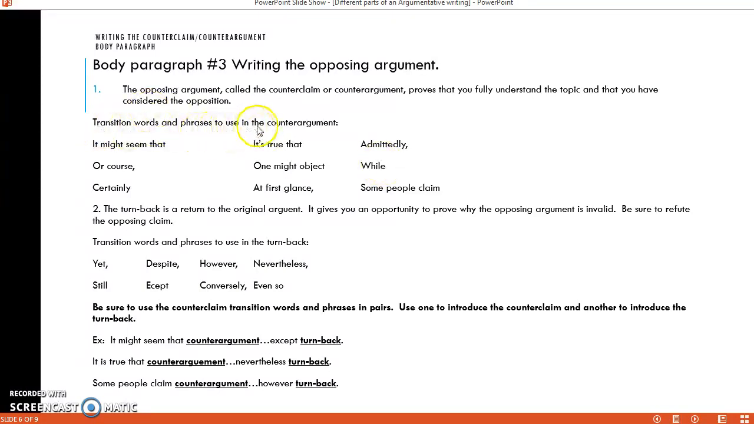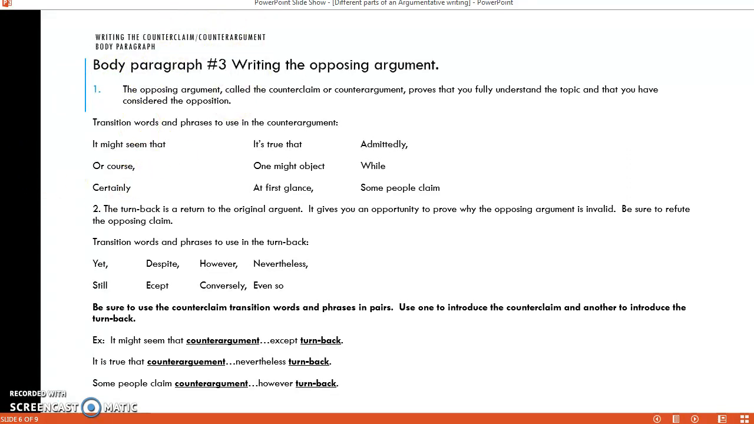Transition words and phrases used in the counterargument. So these are some transition words. So you might say, well, at first glance, families think that having school all year round will burn the students out. Okay, you're using one of these transition words in your counterclaim.